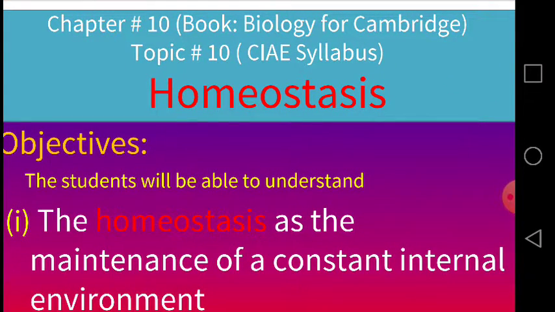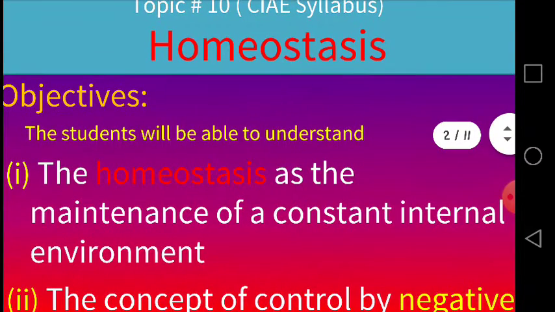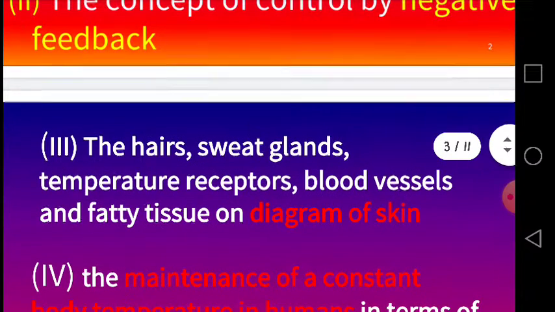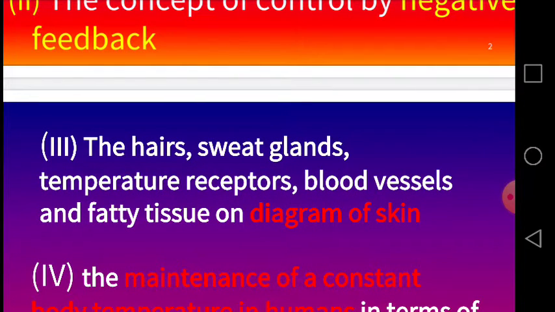First of all, we will try to understand the concept of homeostasis and how it helps to maintain the internal environment at constant values. And then we will, inshallah, be focusing on the concept of control by negative feedback. We will try to understand what negative feedback is and how it helps to control the body's internal environment at constant values.